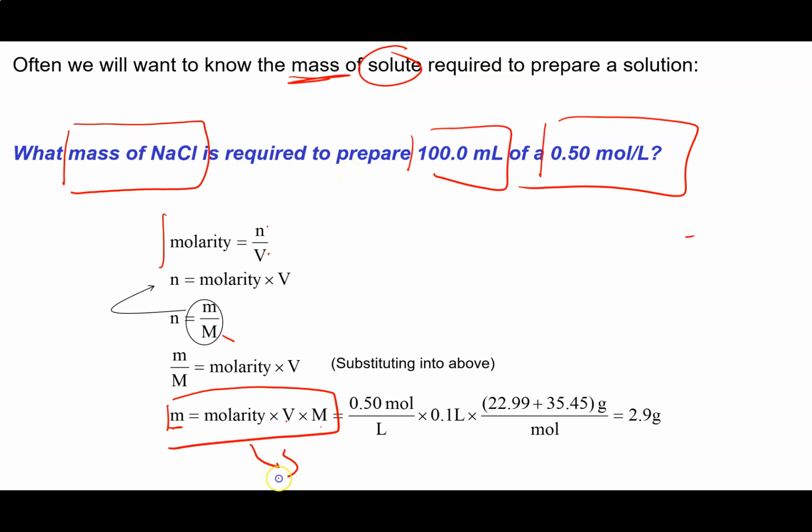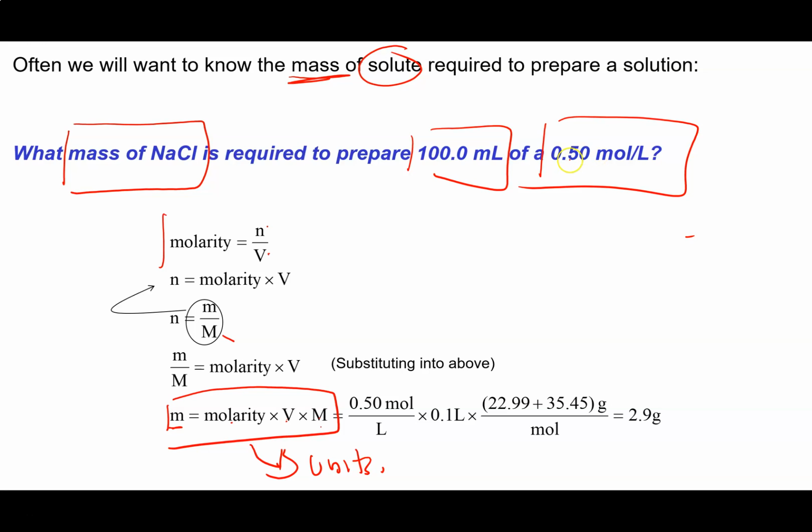So this is the only formula that you need. Molarity times volume times molar mass will give you the mass of the solute. So it's straightforward. You're just going to multiply three numbers together. If you put your units in, everything should cancel out and you'll know you're on the right track.